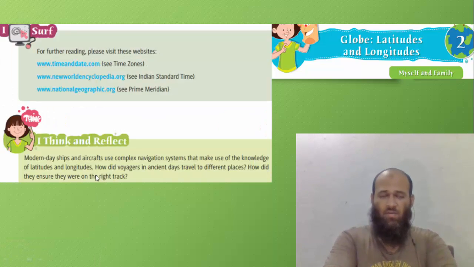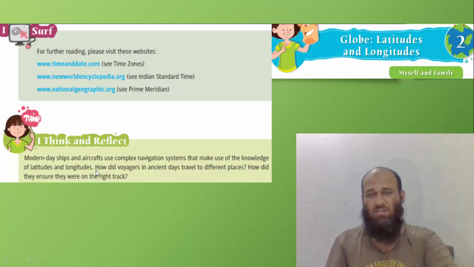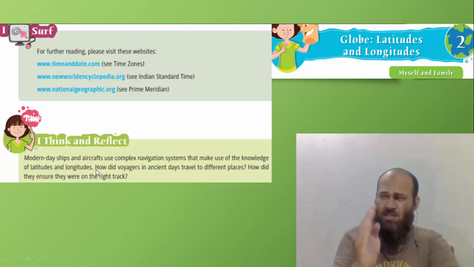And think and reflect: modern day ships and aircraft use complex navigation systems that make use of the knowledge of latitudes and longitudes. But how did voyagers in ancient days travel to different places? How did they ensure they were on the right track?